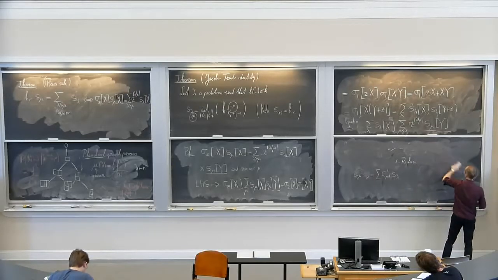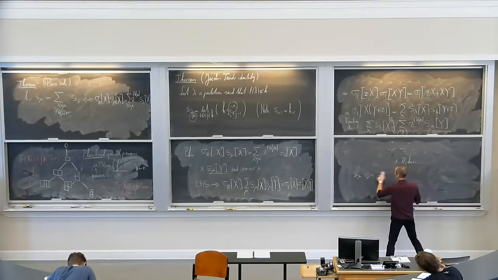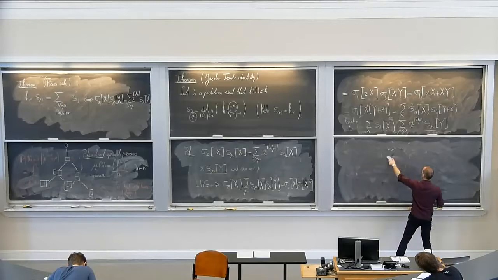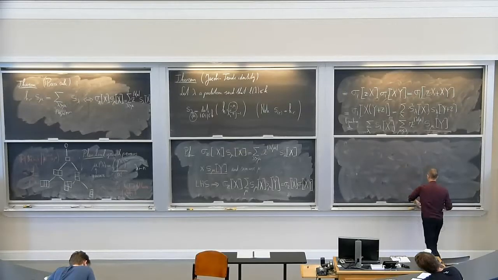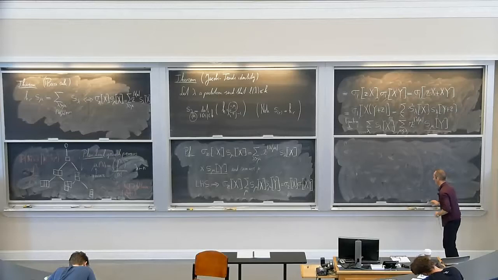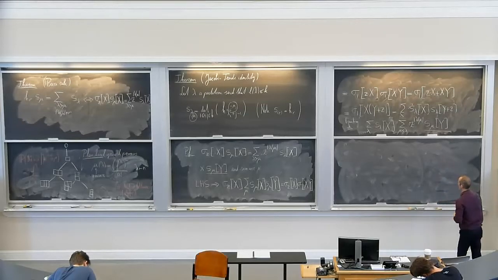So effectively, what have I used? I've used the Cauchy identity, so really the orthonormality of the Schur functions. And I've used the branching rule.